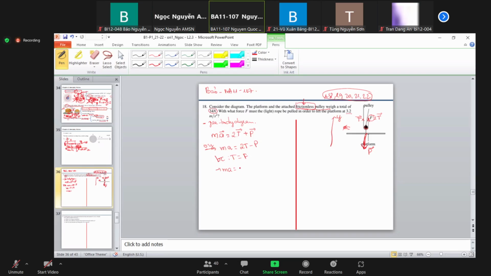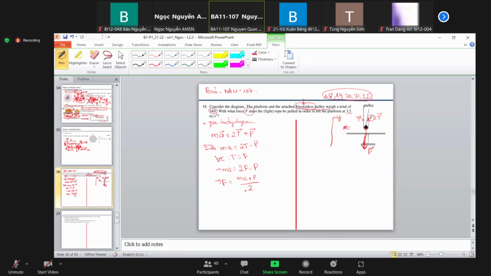I want to rewrite the equation MA equals 2T minus P in terms of T, because later T equals F. Okay, it's okay. Because you just explained here that F equals T, right? Yes. So we just replace T by F here. So we have MA equal to 2F minus P. So you have to find F, right? Yes. F is equal to (MA plus P) all over 2. That is good, right? Yeah.